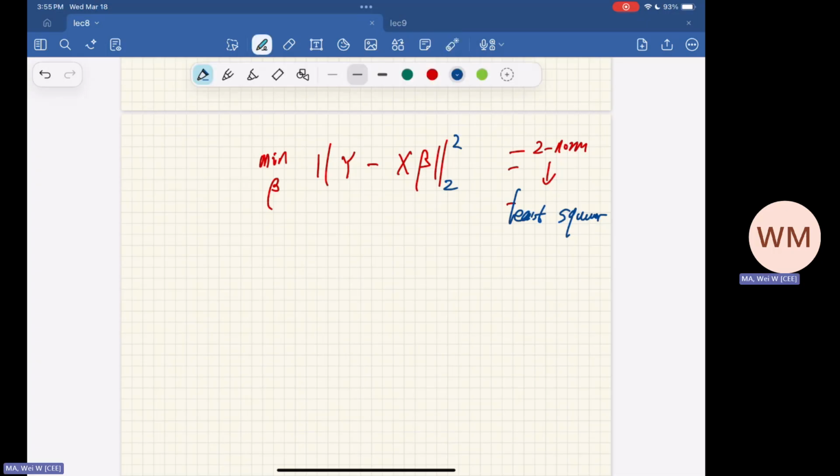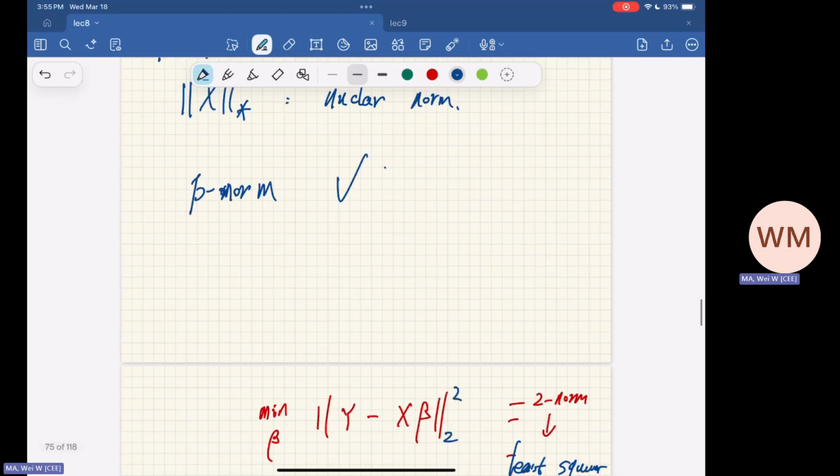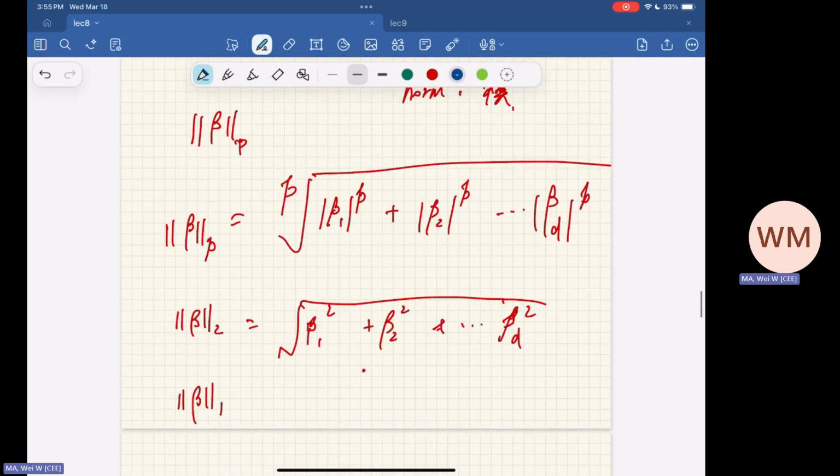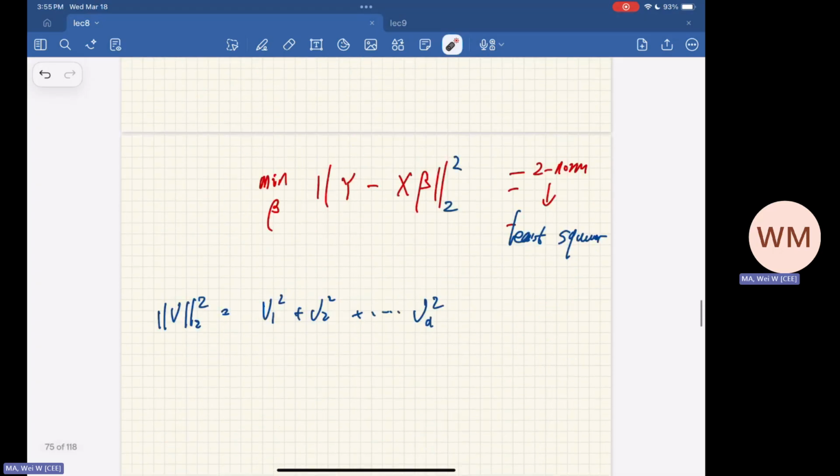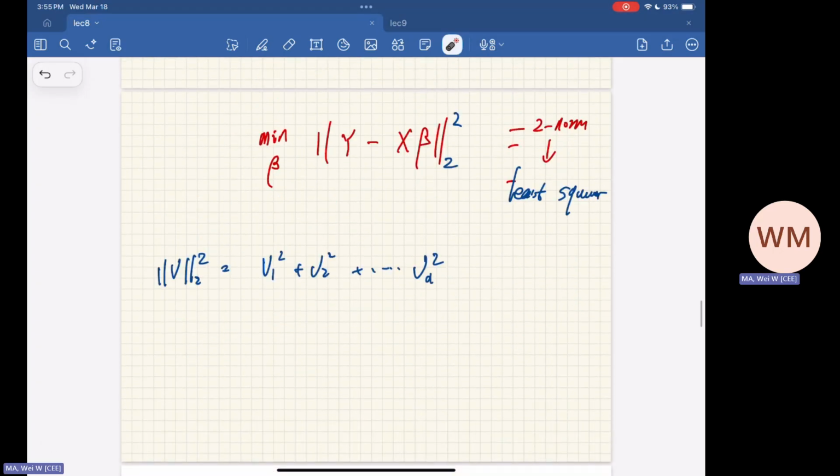Another question: given a vector, what is this? It is basically v1 squared plus v2 squared all the way to vd squared, right? You just ignore the square root. You take the square, then you don't have it, and you just have the sum of squares. So what is this? This is v transpose times v.